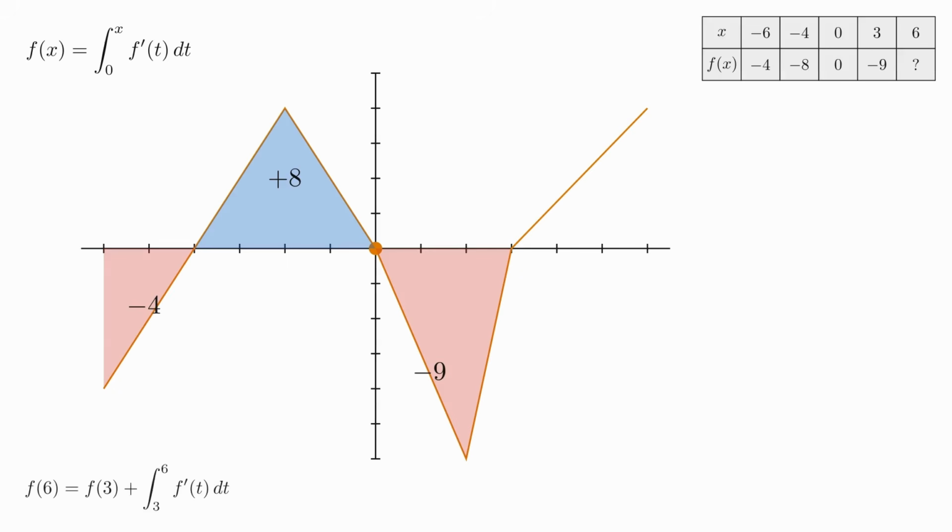So f of 6 is going to be f of 3 plus the integral from 3 to 6 of f prime of t dt. That area is 6, so I get -9 plus 6 is -3. So this is how you can go through and find all of these values. I think it's a really useful skill to try to develop, so take a look at a bunch of them, see if you can work it out. It's a good thing to get good at.